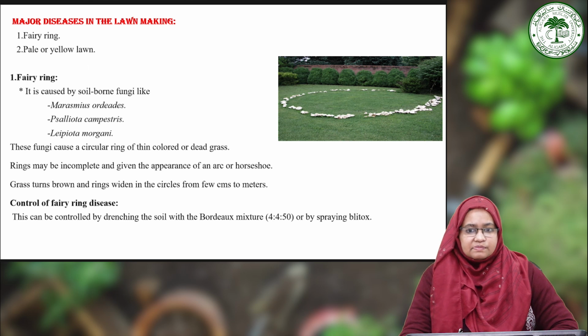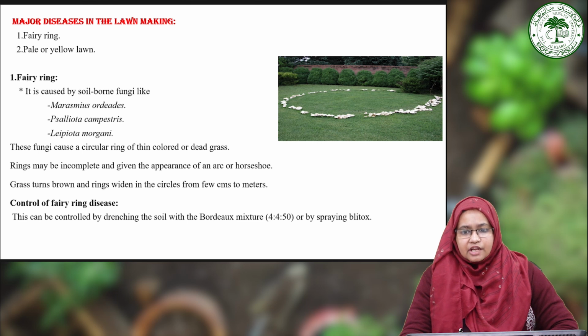Fairy ring is caused by the soil-borne fungi such as Marasmius oreades or Agaricus campestris and Lepiota morgani. These fungi create circular rings of thin, discolored or dead grass on the lawn. The rings may be incomplete, resembling arcs or horseshoes. Symptoms include browning of the grass and the widening of rings from a few centimeters to meters.